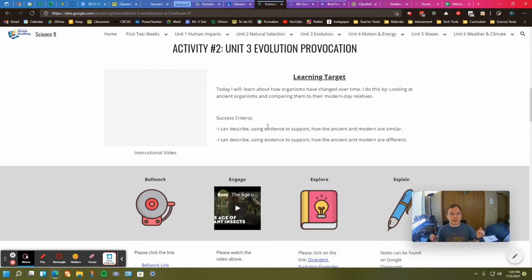The goal of the provocation is to learn about how organisms, living things really, have changed over time. How you're going to do this is you're going to be looking at some ancient organisms and trying to figure out who their modern day relative is. For our success criteria, I really want you to be able to describe, using some evidence from research articles, pictures, things like that, how the ancient and the modern are similar. You're going to use some details in your guess or your explanation. And you also need to describe, using evidence again, how they're different.